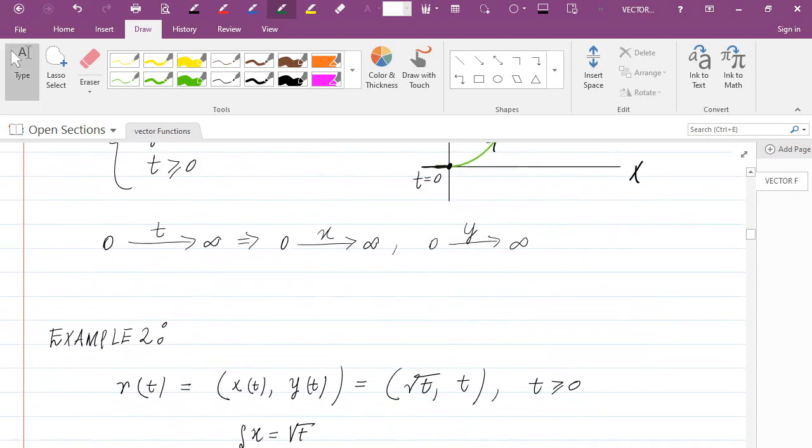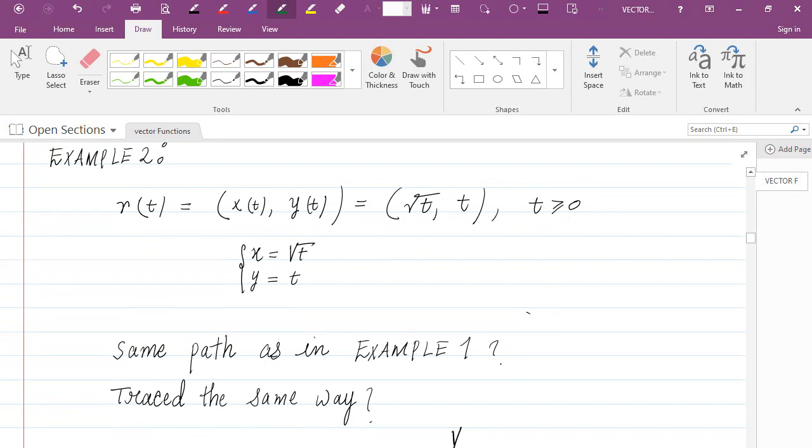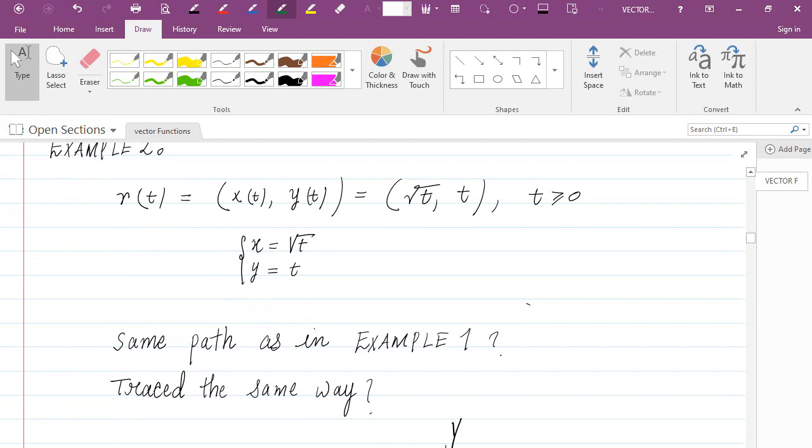Okay, so let's look at another example. This time, I'm taking R of t to be given by the following formula. So x is root of t and y is t. Again, I'm taking t to be greater than or equal to 0. Is that the same path as in example 1? Well, the answer is yes, because if you look at the relationship between the y coordinate and the x coordinate, we see that y is still the square of x.